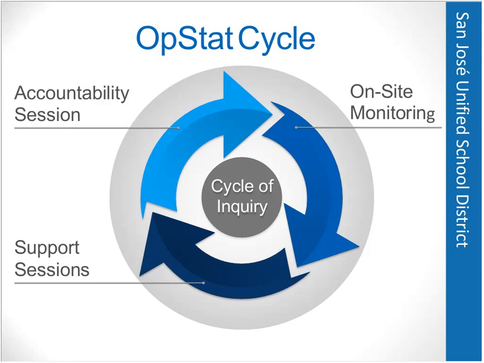Following that initial write of their OffStat action plan, each principal in San Jose Unified School District presents their action plan to the superintendent and senior leadership for feedback, for refinement, for adjustments, and that occurs right at the beginning of our school year. So for us, that's in August.